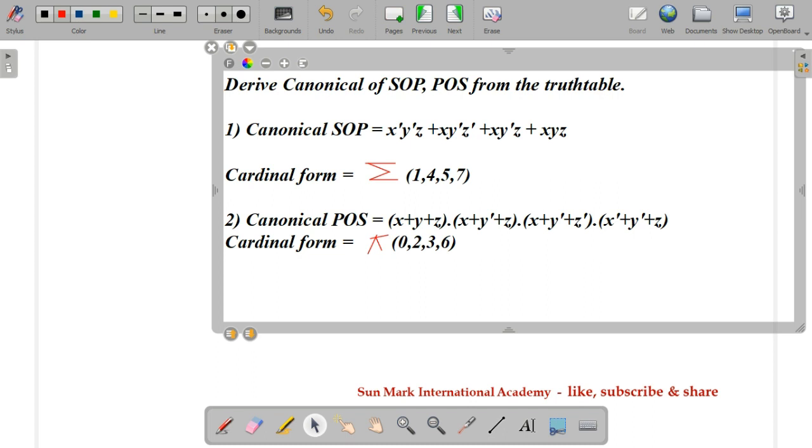Canonical means expressions written in terms of variables. SOP means sum of products. POS means product of sums. Cardinal SOP is indicated by sigma, and cardinal POS is indicated by pi.